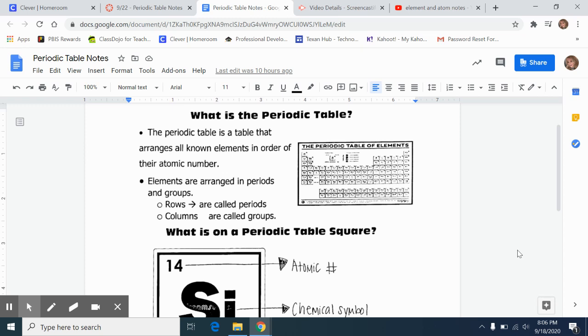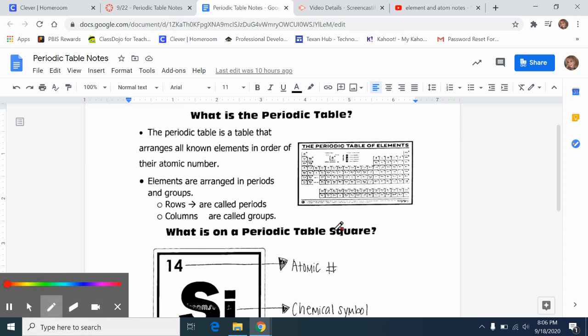So the essential question for today is, what is the periodic table? As you can see right here, the periodic table is this little thing that you can see. There's a picture of it. You might have seen it in other science classes, on TV shows or something. It is basically just a table that arranges and organizes every single element known to man by this thing called an atomic number. So elements now are arranged in these two different things called periods and groups.